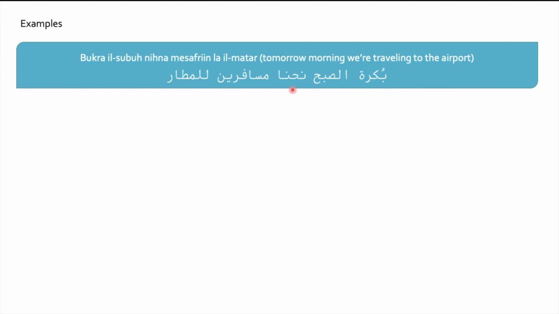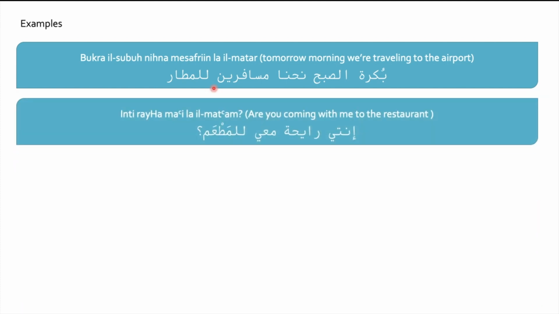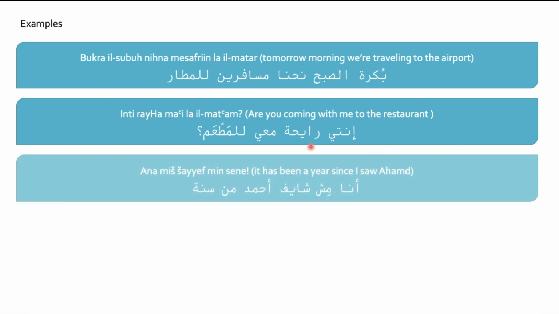بكرة الصبح نحن مسافرين للمطار. انتي رايحة معي للمطعم. Instead of saying انتي بتروحي معي للمطعم, so instead of using the present tense conjugation, you could use the active participle here.